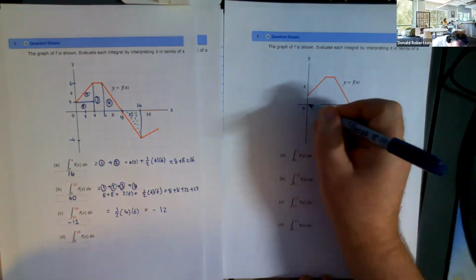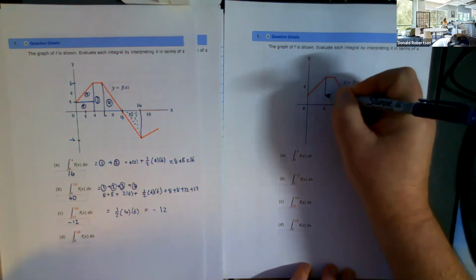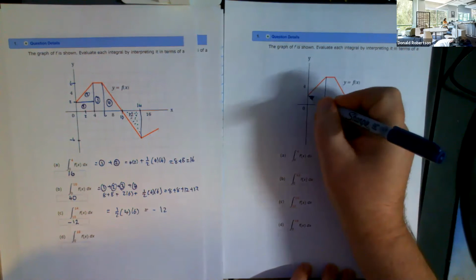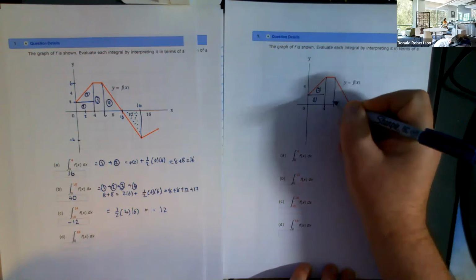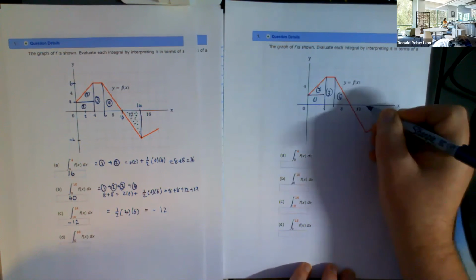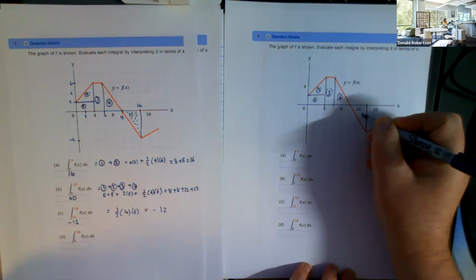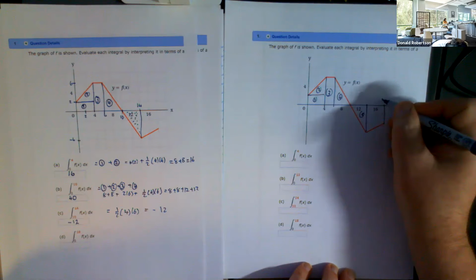The area from 0 to 18, so from the start to the finish. I broke it into that piece, numbers 1 and 2. I broke it into this piece, which is 3, this piece, which is 4, this piece here, which is 5, and that guy there is 18.